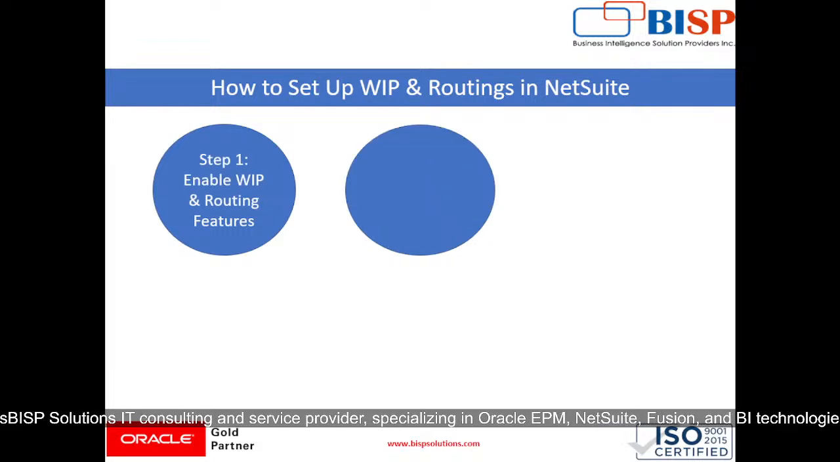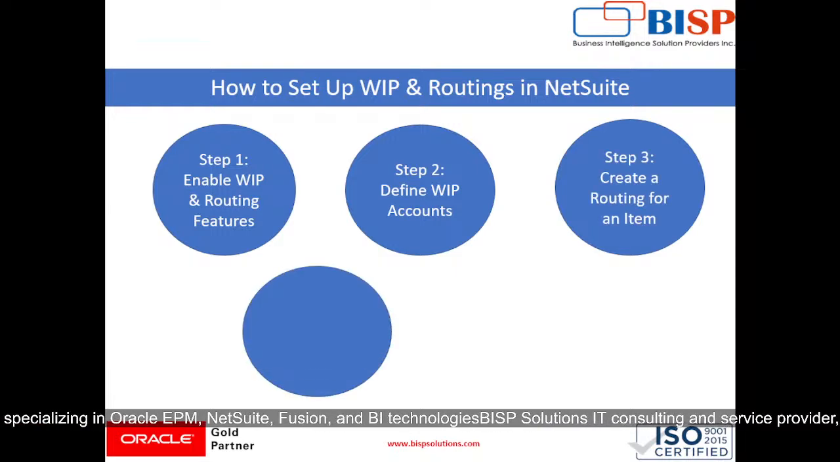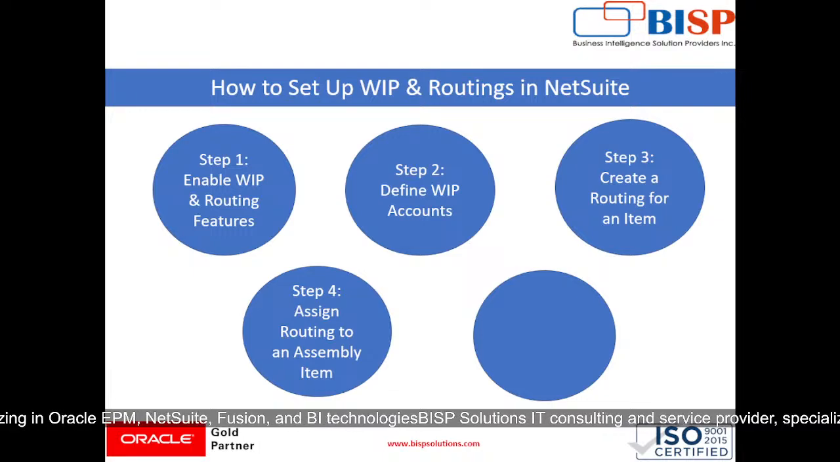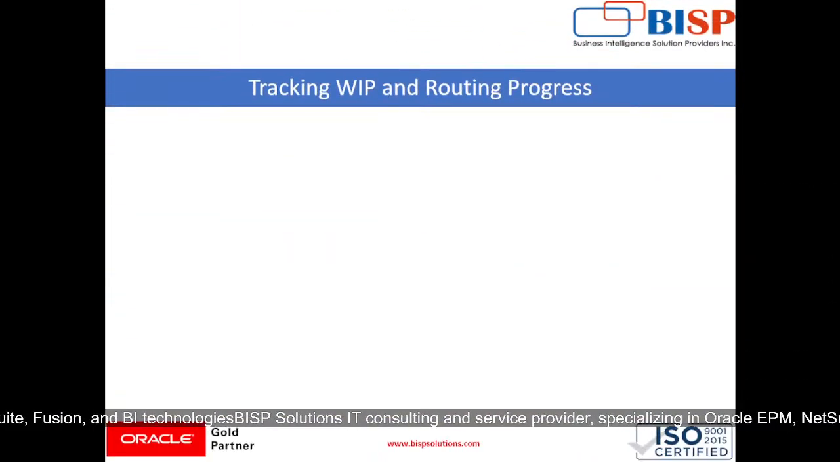So how to set up WIP and routing in NetSuite? First we have to enable WIP and routing features in the NetSuite setup option. Then we have to define WIP accounts for setting up WIP and routings. Then we have to create a routing for an item. Then we have to assign the same routing to an assembly item. After that we have to create and release a work order. Then tracking WIP and routing progress.